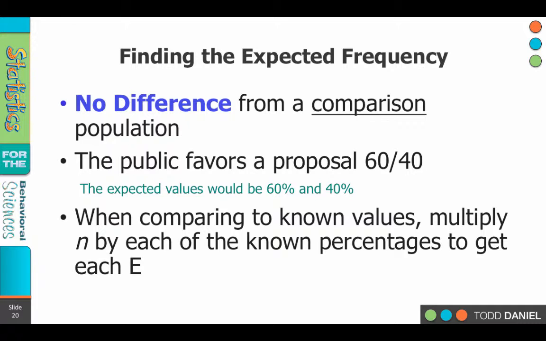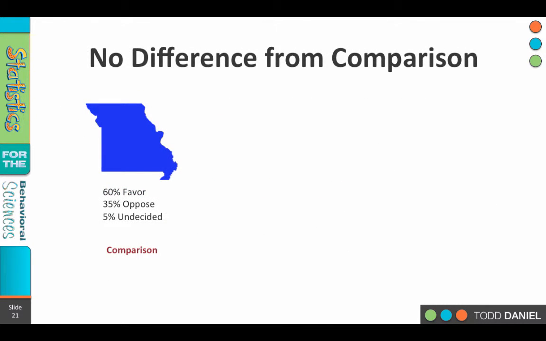What we're looking for is whether there is or is not a difference from a comparison population or a set of comparison proportions. So let's say that we know the public favors a proposal 60-40. We would expect that the values that we would achieve in any particular sample would be around 60% to 40%. Now, when we're comparing to known values, to get an expected frequency, we're going to multiply n by the known percentages. We'll have to do this for each category in our sample, and we'll calculate the expected values multiple times.